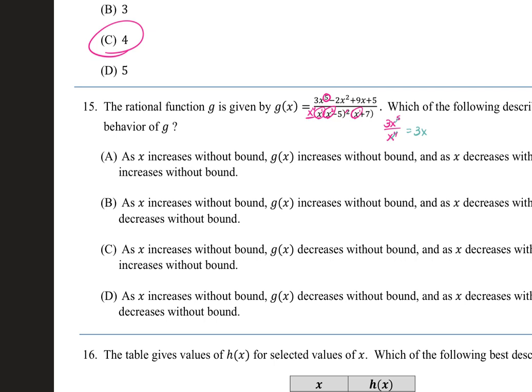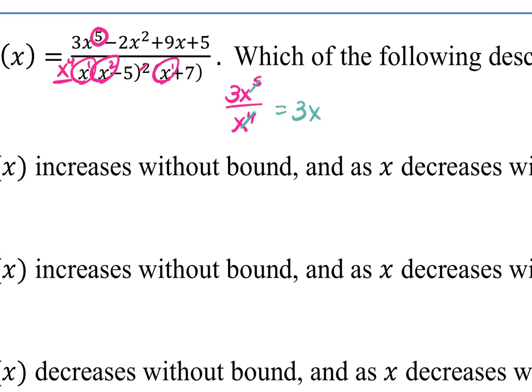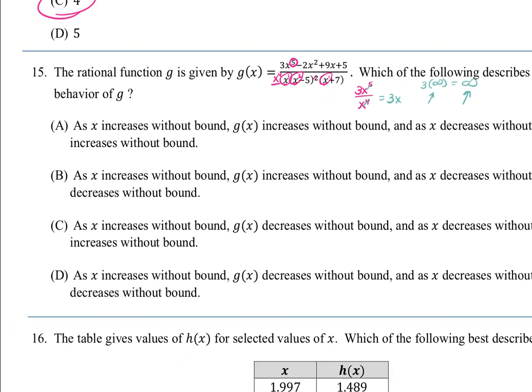And then the end behavior as it increases without bound means that it's going to positive infinity. As it decreases without bound means it's going to negative infinity. So if I want to know what's happening as it increases without bound, I would plug in positive infinity. This is going to stay positive. So as x increases, f of x also increases. So increases and increases is what I'm looking for. Increases and decreases doesn't work.